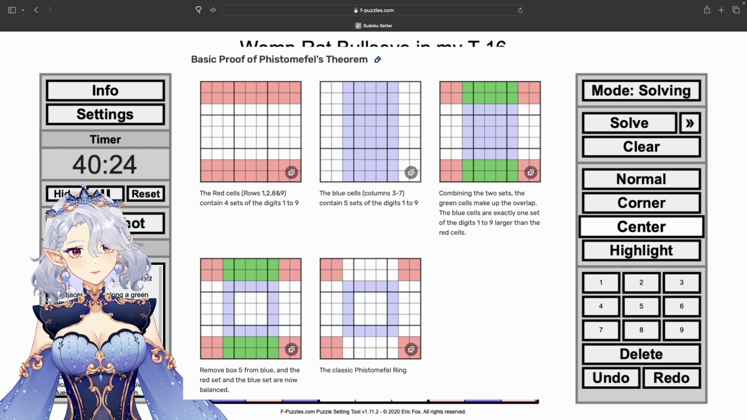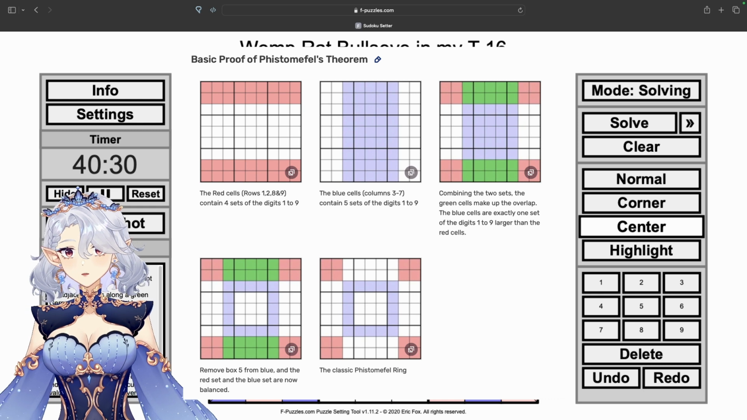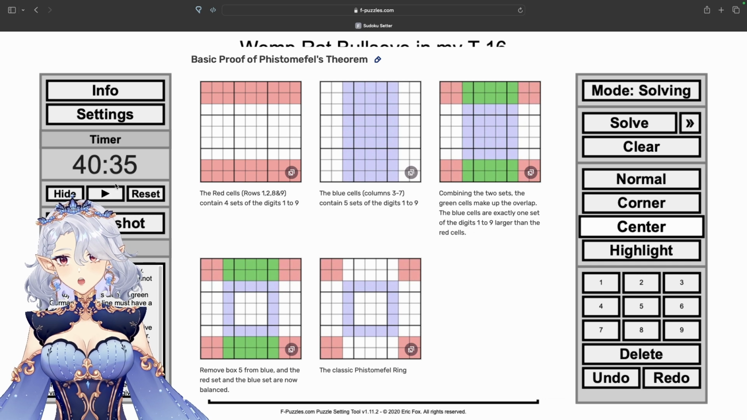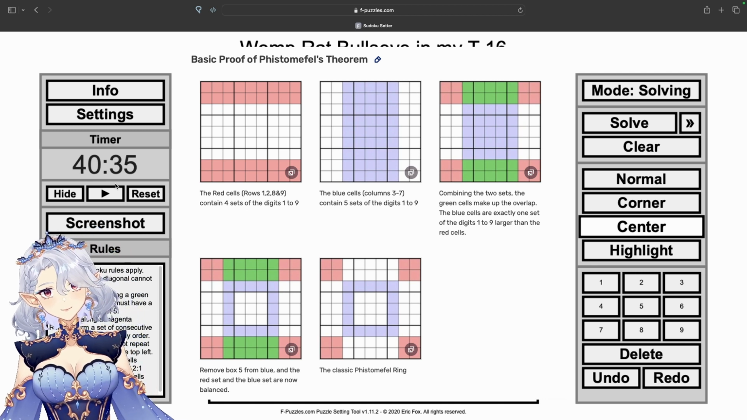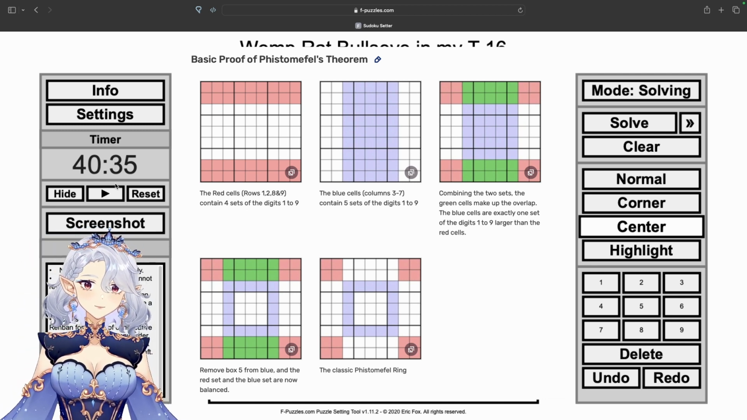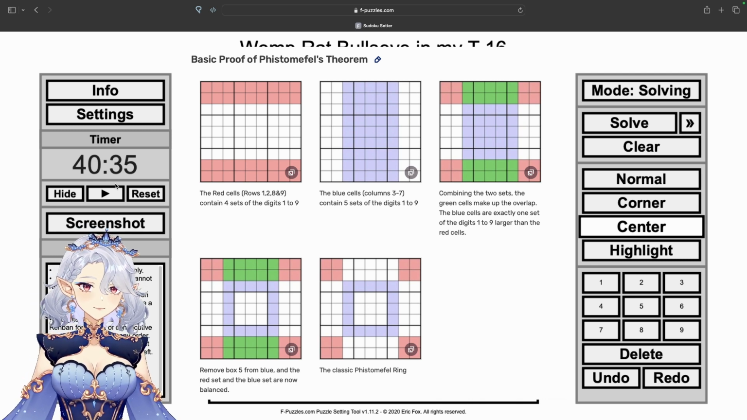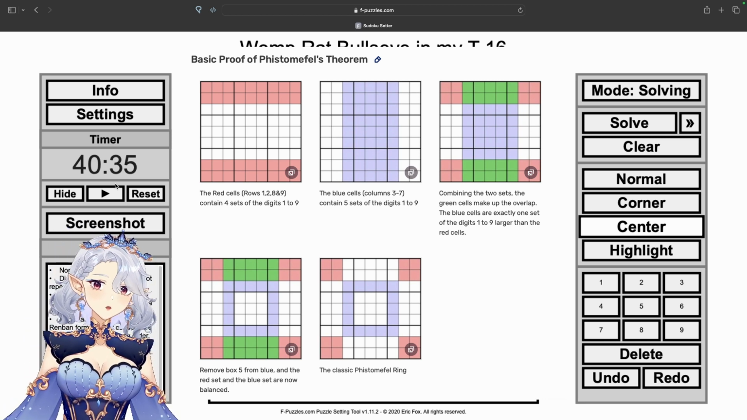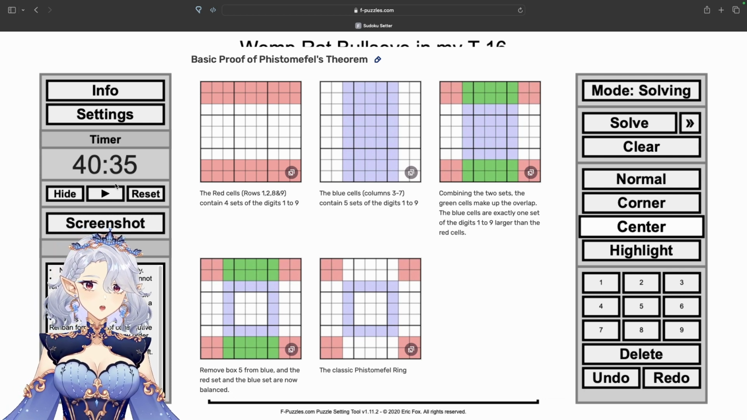I think it's hard to show you right now because I don't want to mess up my colors. So let me pause while I explain that. In the picture you see some red lines. These are four sets of 1 to 9. Then on the second picture you have some blue cells, which are five sets of the digits 1 to 9. Then, if you overlap them, you have some green overlap.